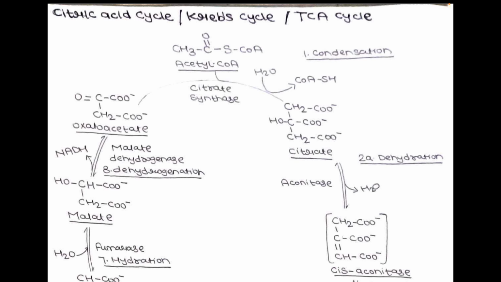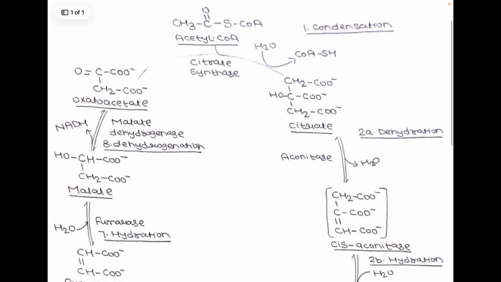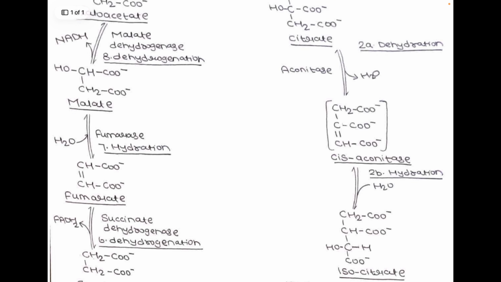Aconitase first removes a molecule of water from citrate, creating a carbon-carbon double bond. The intermediate, cis-aconitate, has the structure you can see in the notes. This is a transient enzyme-bound intermediate.